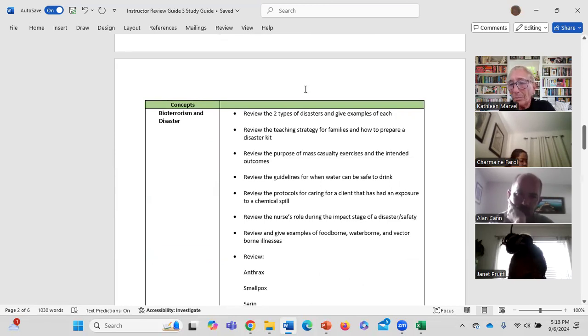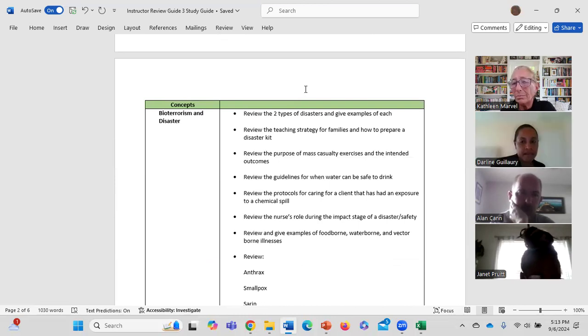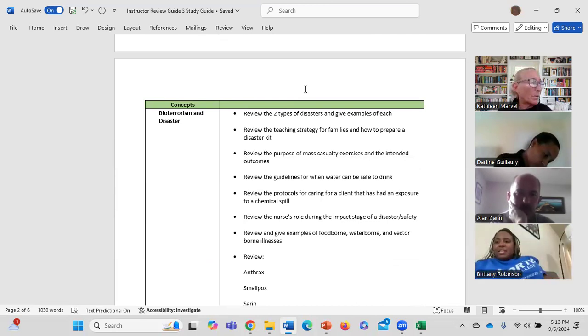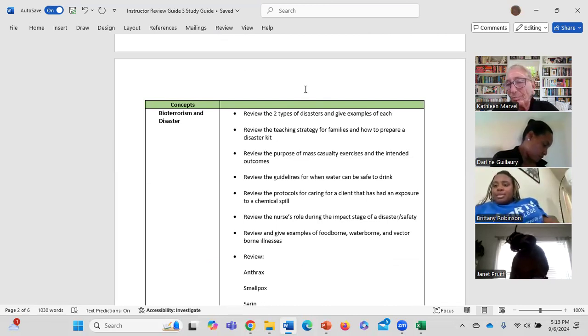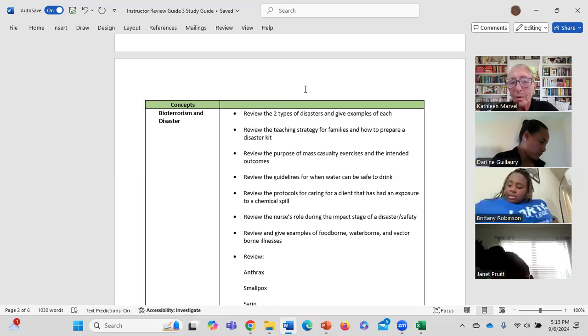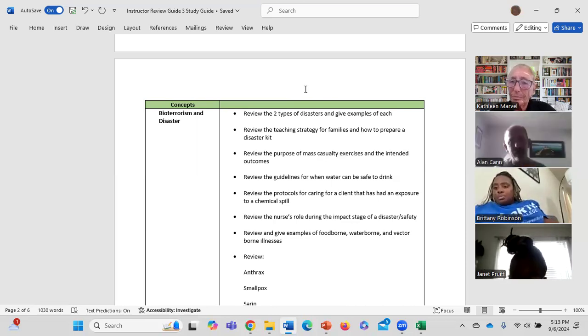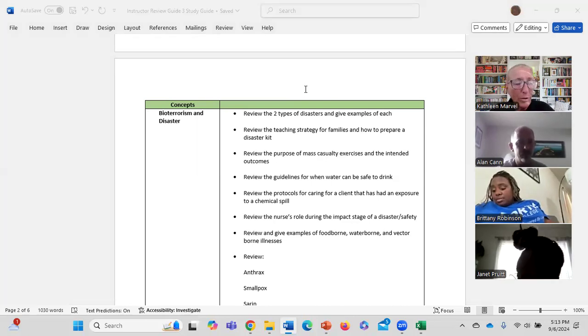Bioterrorism and disaster. What are the two types of disasters? Natural and man-made. Yep. What's an example of a natural disaster? Hurricane, we're in Florida, floods, earthquakes, tornadoes. What about man-made? Fire, a shooting, bomb threat, pollution, water contamination, right?